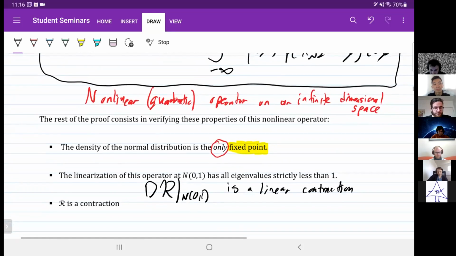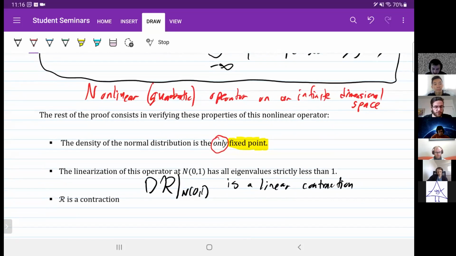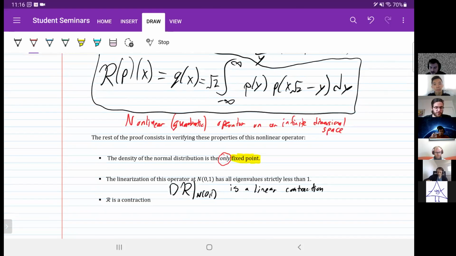And the last thing is that actually R is a contraction. So in this case, this nonlinear operator is a contraction, and so the fact that the normal is the only fixed point is an immediate consequence of this, because there can only be one fixed point if we have a strict contraction. I haven't actually verified any of these things, but I don't want to, so I won't. This is a proof of the central limit theorem with renormalization, which is, I think, cool in its own way.